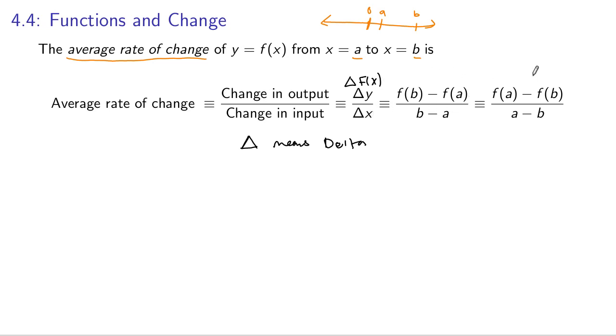And we can write that out algebraically. And you see there are two different ways to write this, and they're equivalent. We can either take the output from the end of the interval, subtract the output at the beginning, and divide by the input difference, b minus a, or we can do it in reverse. We can use the output at a minus the output at b over a minus b.